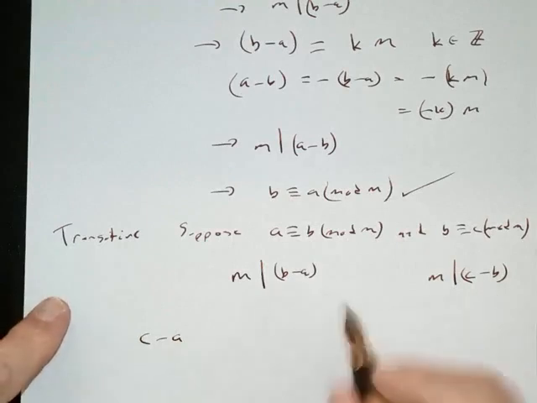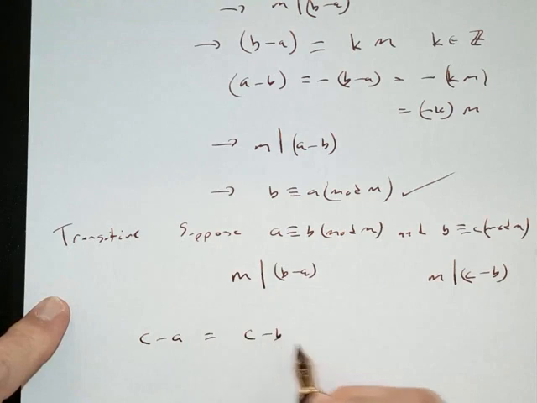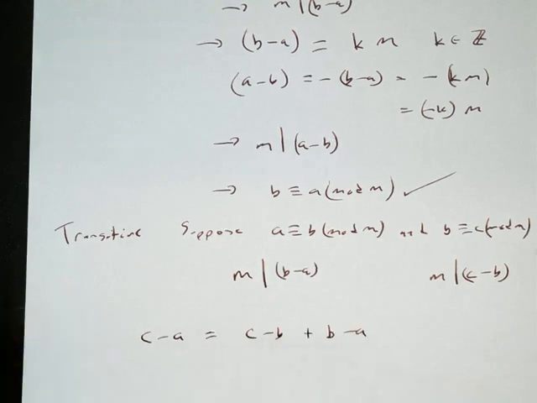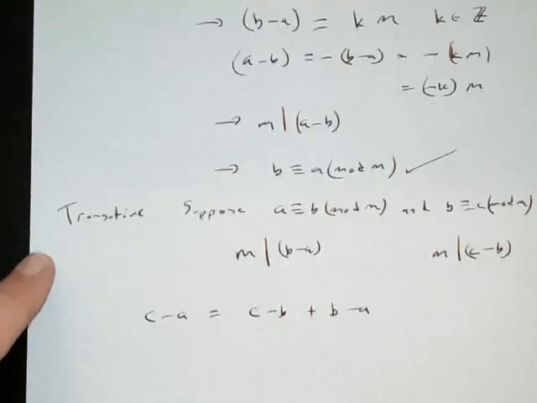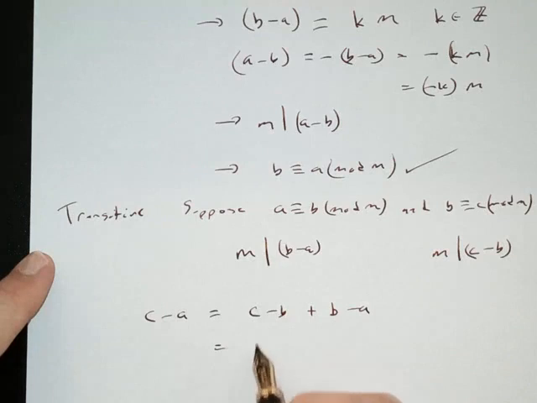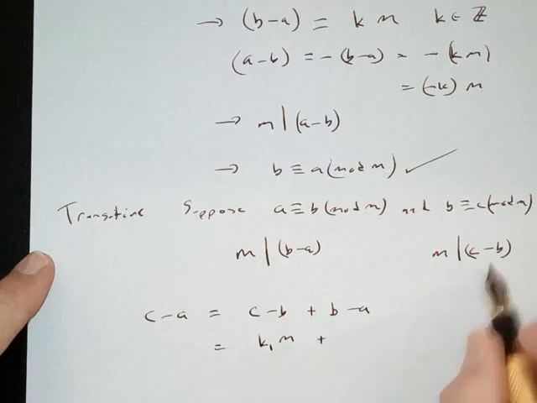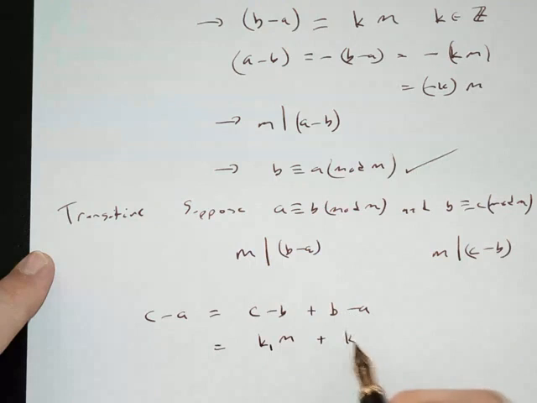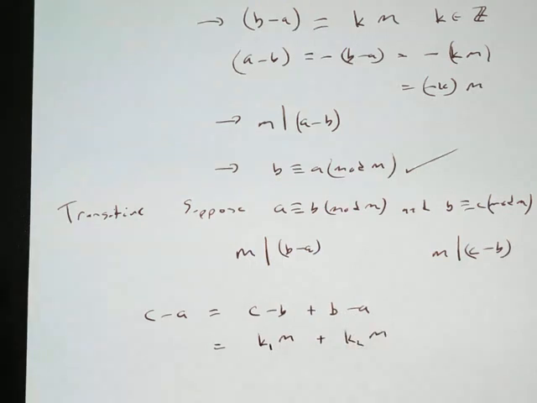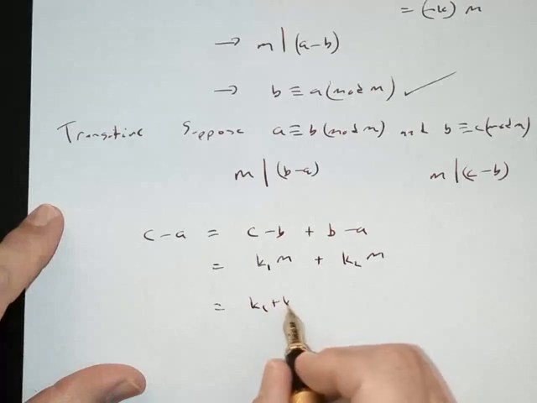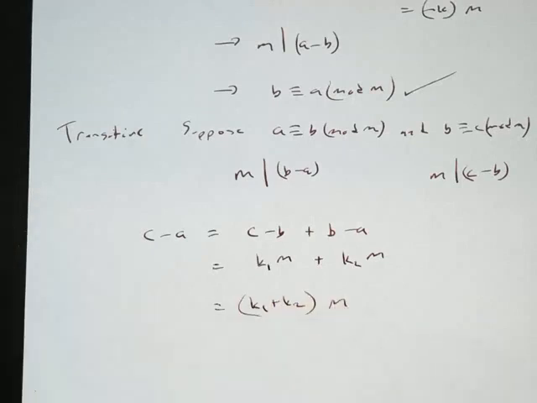Wait a minute. C minus A is C minus B plus B minus A, isn't it? I subtracted B and I added B. This is a calculus trick. I add 0, I multiply by 1. I can't tell you the number of times I said that back when we were doing limits. It's been at least a semester. Wait a minute. M divides this. M divides this. That means that this is a sum of integers times M.